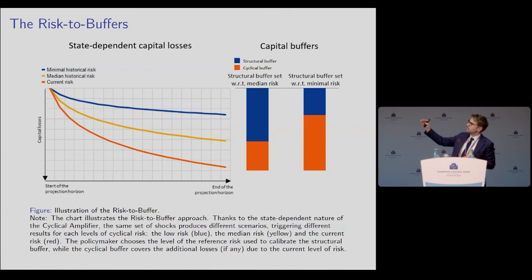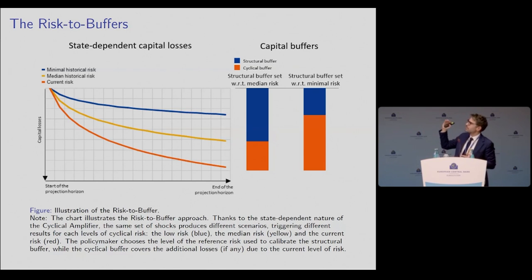So the capital losses, for example, under the minimal risk are going to be the blue line, so smaller. And then the higher risk, for example the median risk, is going to present higher losses. Let us assume that the current risk is higher than the median risk. Then we are going to have larger losses under the current risk scenario.